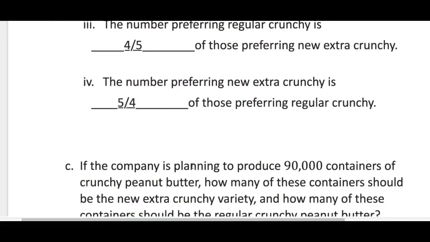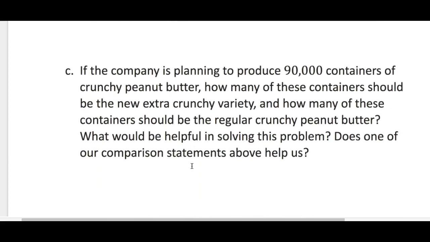Let's keep on moving down. If the company is planning to produce 90,000 containers of crunchy peanut butter, how many of these containers should be the new extra crunchy variety? And how many of these containers should be the regular crunchy peanut butter? What would be helpful in solving this problem? And does one of our comparison statements above help us?